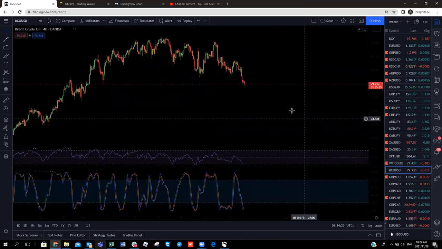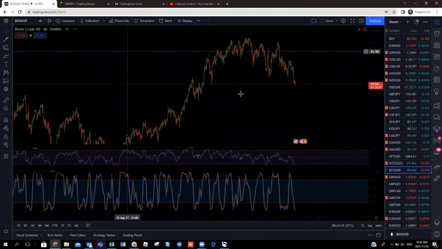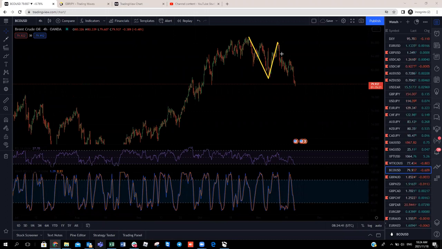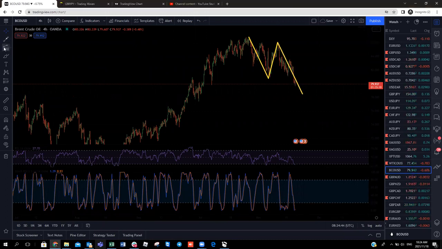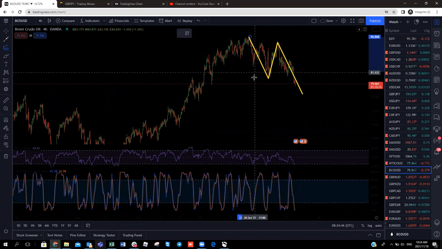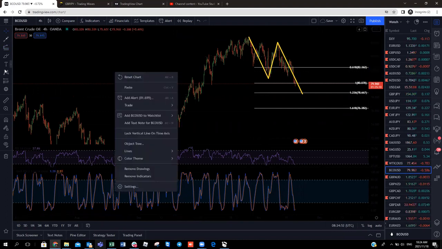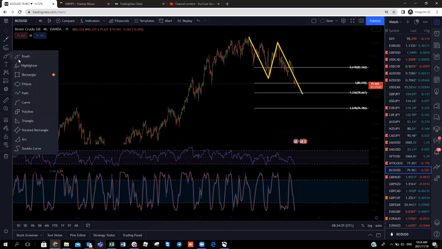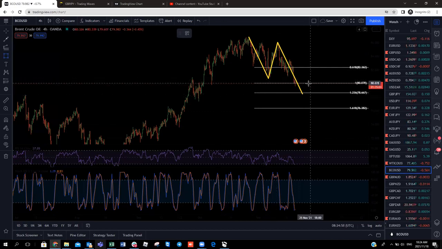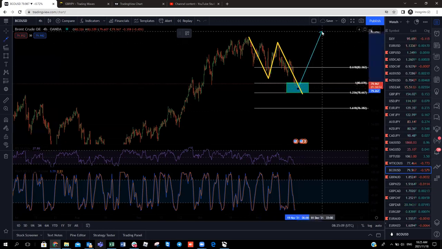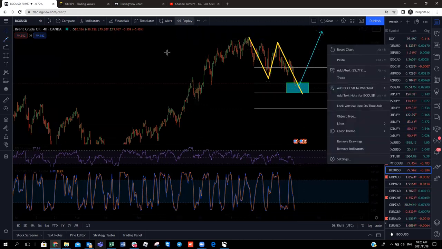Brent crude. Okay, so that structure is not reversed yet. We're looking for this to give us a blue box setup around this level. Just project it. Actually within the blue box right now. So let's see if we can have a reaction here. That is what we're looking at on Brent crude oil.